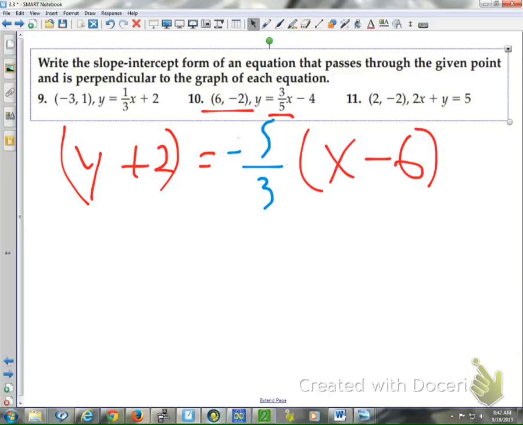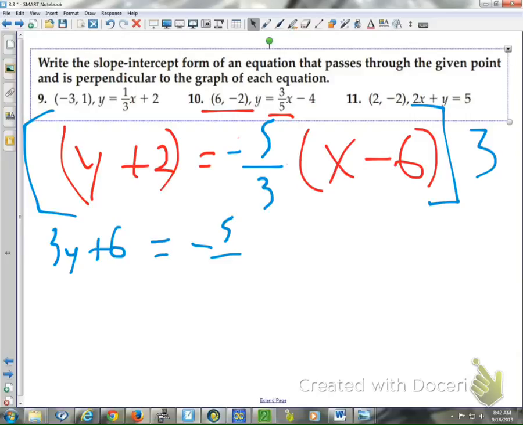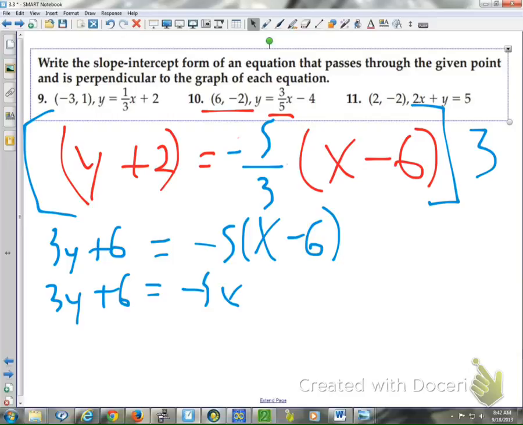All you need is the point and your new slope. Now, if we were going to do the Girard method, what would I need to multiply by this time? 3. That's correct. That way our fraction will vanish. So that's 3y plus 6 equals -5... Oh, hold on. That's not true. I just multiplied by 3. Equals -5 times x minus 6. So that's 3y plus 6 equals -5x plus 30.